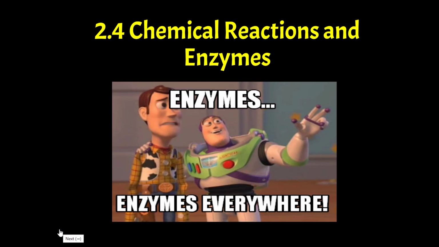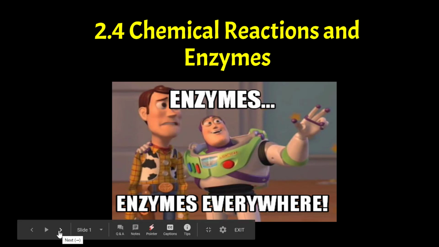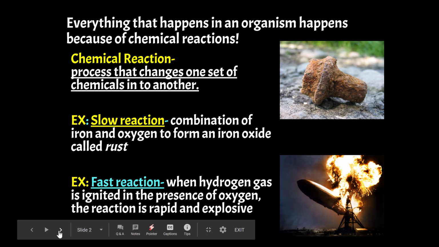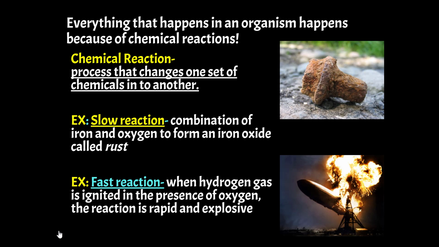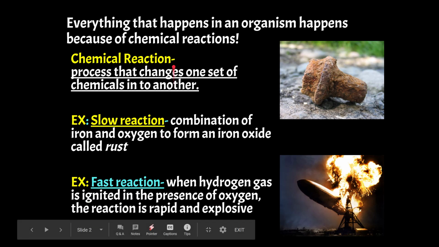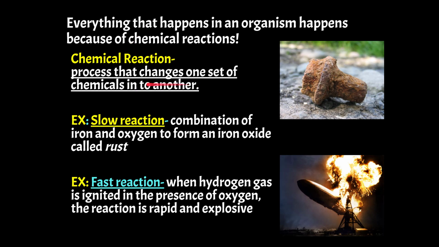We're here to go ahead and cover section 2.4, chemical reactions and enzymes. As you came out of section 3, the four macromolecules that are required for all living things are carbohydrates, nucleic acids, lipids, and proteins. One of those specific functions of proteins was enzymes. However, everything within a living organism has to happen because of a chemical reaction. Chemical reactions are just a process by which one set of compounds or chemicals is changed into another.